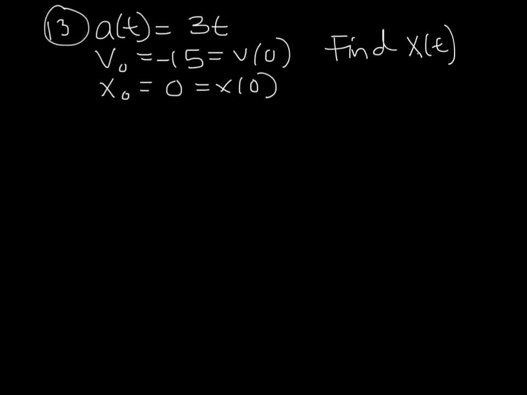And I think I wrote the problem wrong. V naught should be 5, not 15. So let's erase that so we won't get the wrong answer. And again, it's not letting me erase. Okay. This is supposed to be 5, right, in your book.